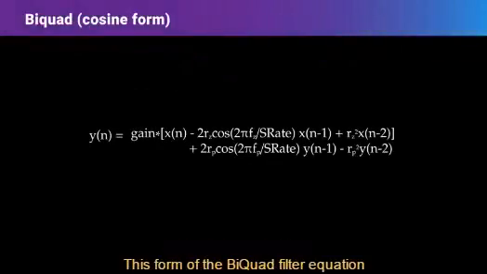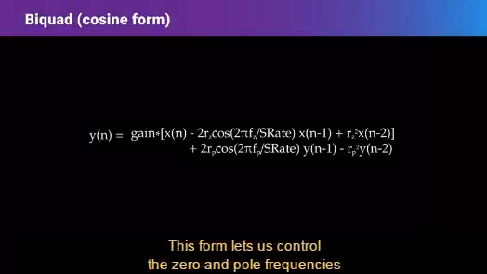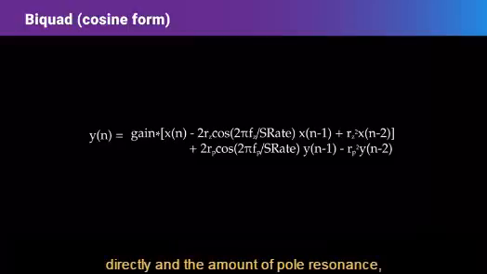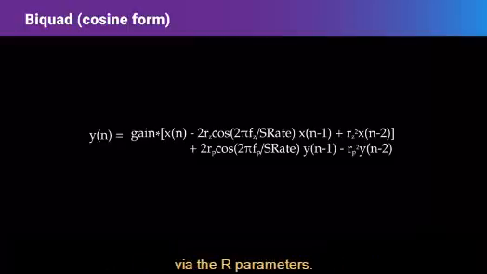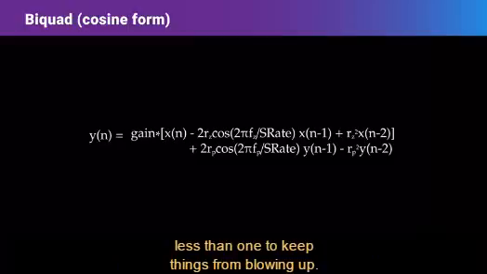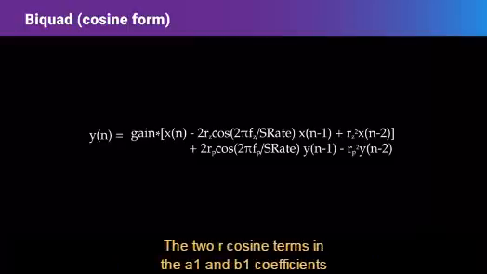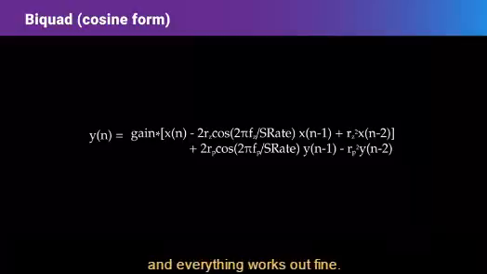This form of the biquad filter equation expresses the coefficients in terms of the frequency of the pole or zero and the amount of resonance or anti-resonance at that frequency. This form lets us control the zero and pole frequencies directly and the amount of pole resonance, which is exponential decay, or anti-resonance of the zeros via the R parameters. Rp, the pole resonance, must be strictly less than 1 to keep things from blowing up. The 2R cosine terms in the A1 and B1 coefficients keep things less than 2, and everything works out fine.